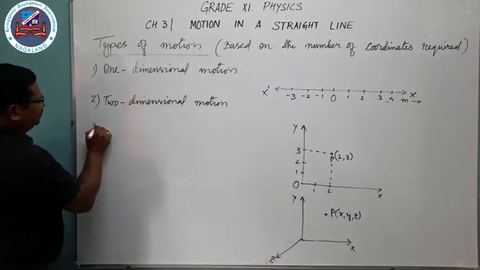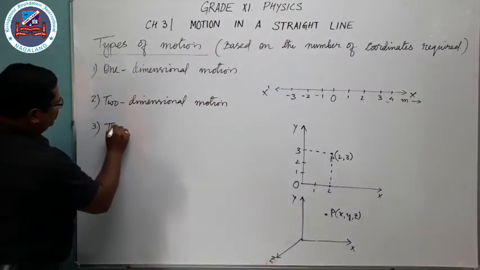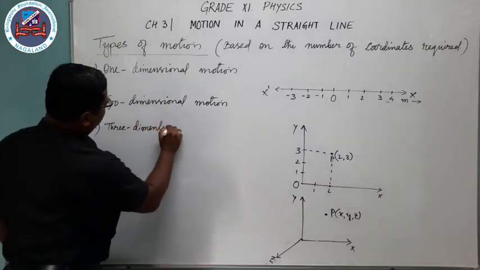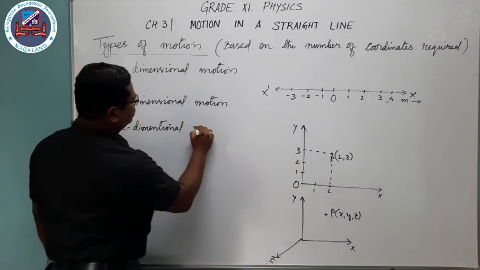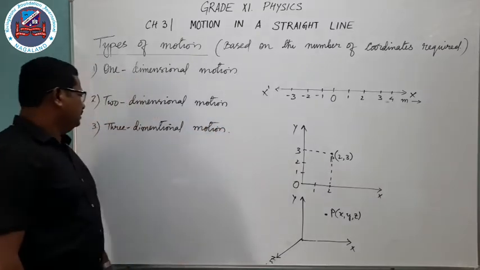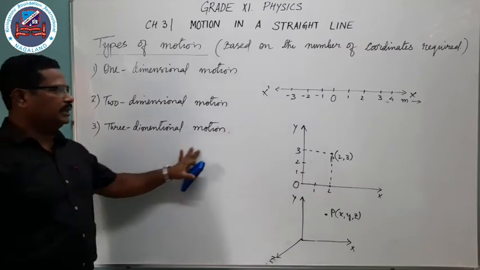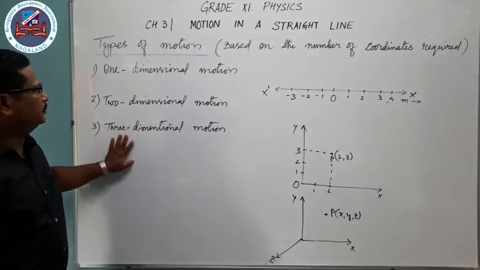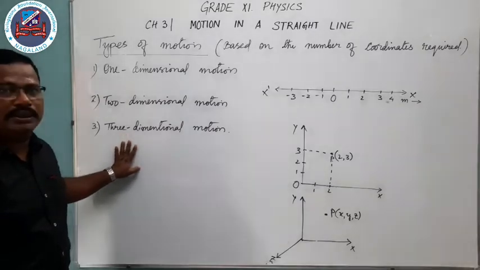And the third one, that is your three-dimensional motion. In three dimension, an object in space, when you study, at that time we will require this three-dimensional motion. So these are the different types of motion that you can describe.